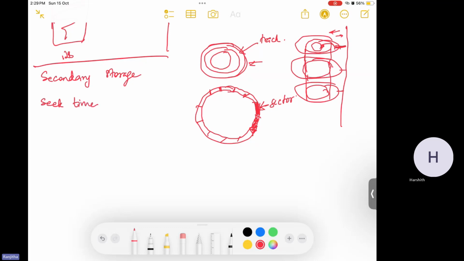And then, for example, we have the data currently present here, but the arm is here. So now this plate has to rotate, and it should come here so that we can do the reading. The time it takes to rotate and come near the head is called the rotational latency.